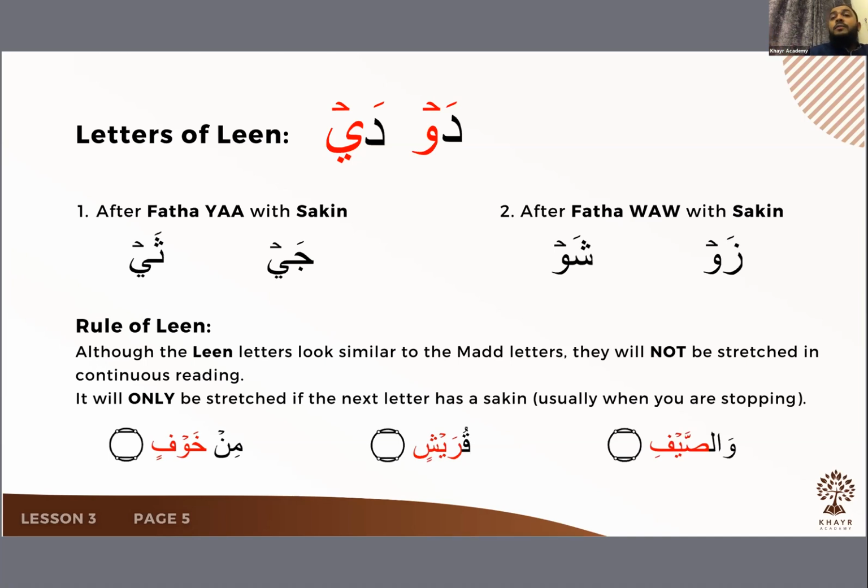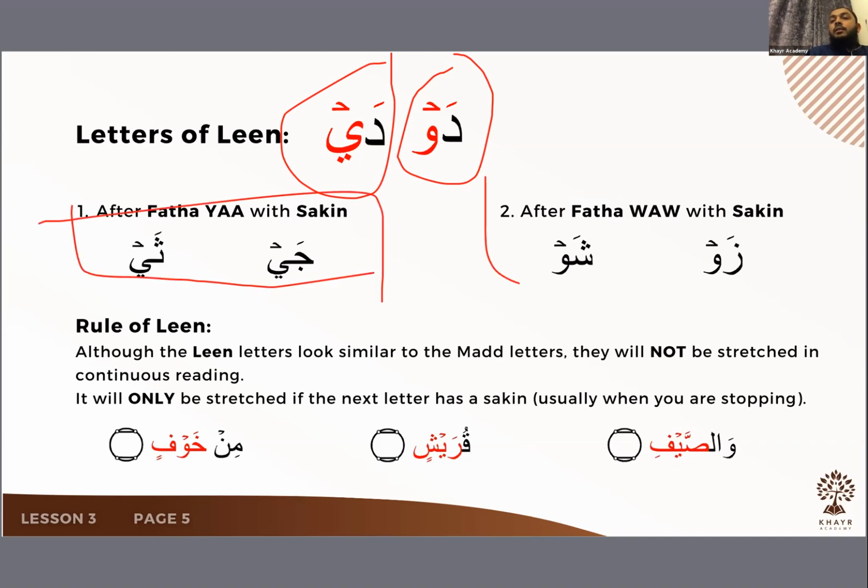Now the letters of lean are: after fatha, waw sakin, and after fatha, ya sakin. Don't get it confused with mud. Mud is after fatha, an empty alif; after dhamma, waw sakin; after kasra, ya sakin. Lean is different. Lean is only fatha, but then after fatha you'll get a waw sakin, like daw. After fatha you get a ya sakin, like day. After fatha ya sakin, after fatha waw sakin.